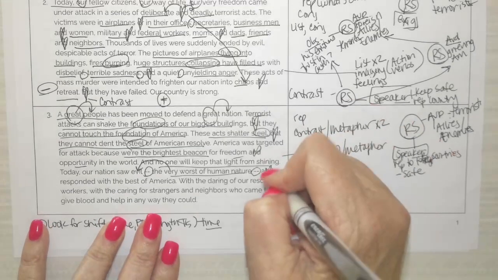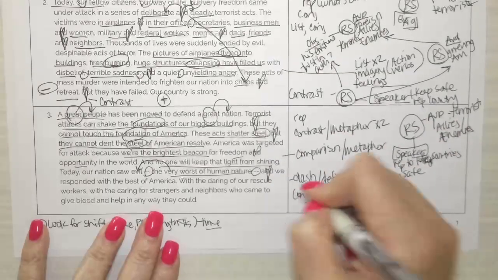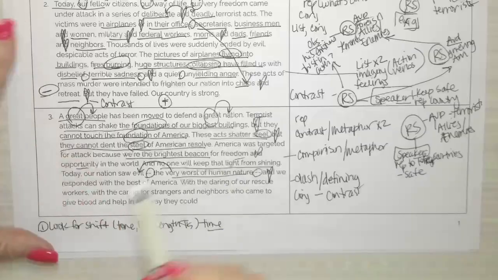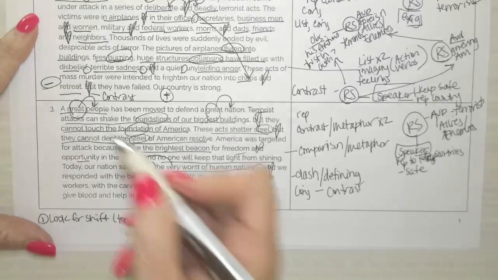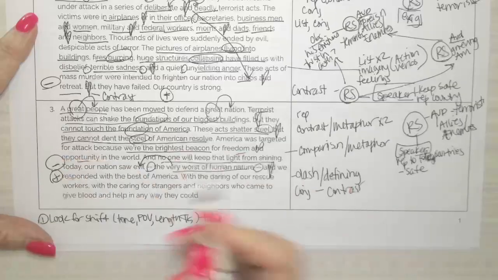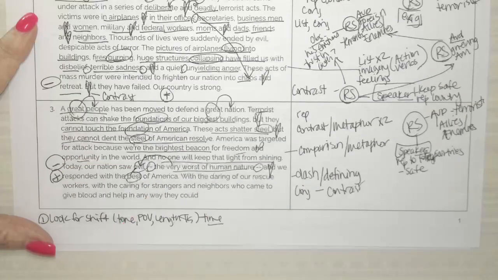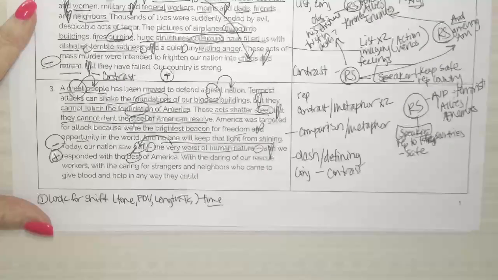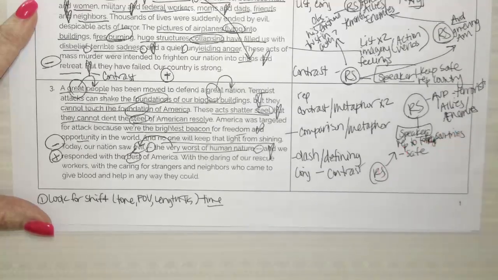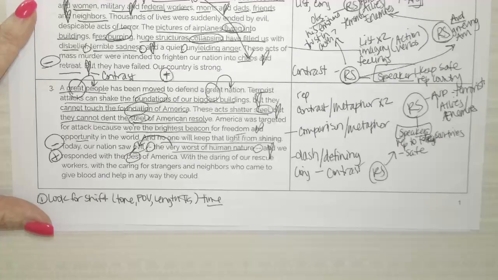You can do, though, there's a conjunction in there, but it's also showing a contrast, right? Today our nation saw evil. That's the negative. We responded with the best. So evil and best are opposites, so contrast. Again, I think the rhetorical situation can go the same as above.